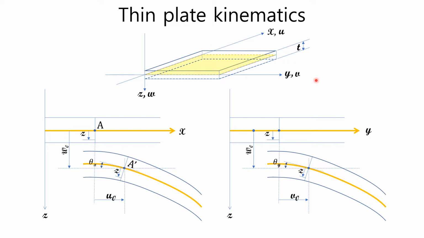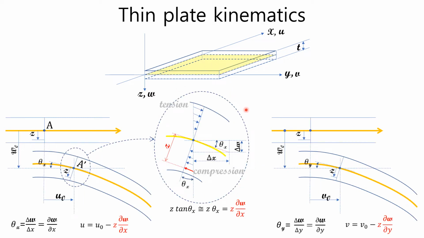We have a thin plate with thickness T. A yellow color indicates the neutral plane. Assuming that the thin plate deforms so that a point A on the neutral plane moves to A prime after deformation, then the displacements of this movement are u0 along the x-axis, v0 along the y-axis, and w0 along the z-axis.